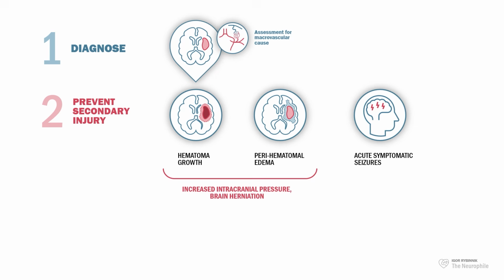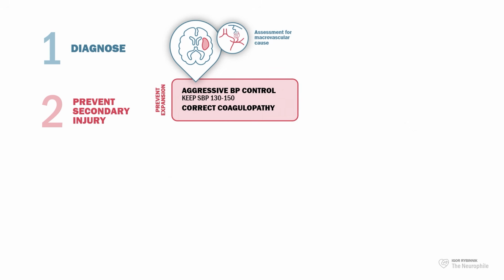What was that primary goal of acute hemorrhagic stroke care? Yes, prevent expansion. There are two main strategies here: control the blood pressure and correct coagulopathy. Systolic blood pressure goals should be reduced rapidly to a target of 130 to 150 millimeters of mercury, and any coagulopathy should be promptly treated. In this universe, our patient wasn't taking an anticoagulant, so there's nothing to reverse.